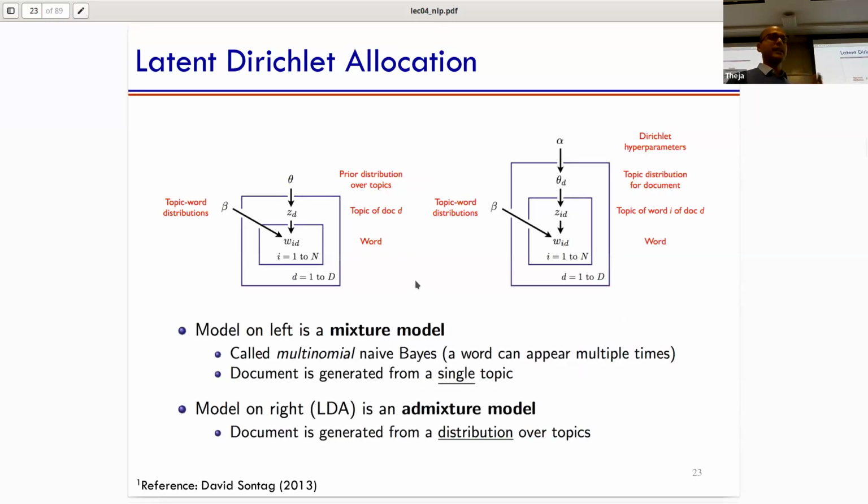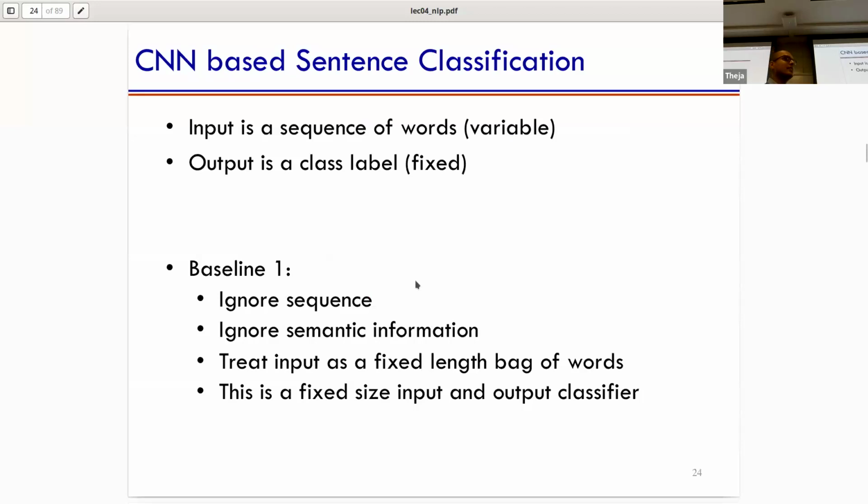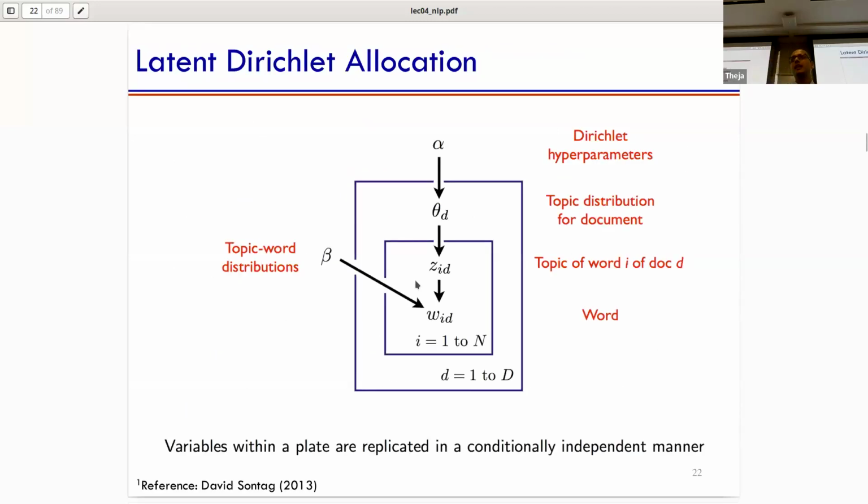Yeah, let me skip this slide. Any questions about LDA? Okay.